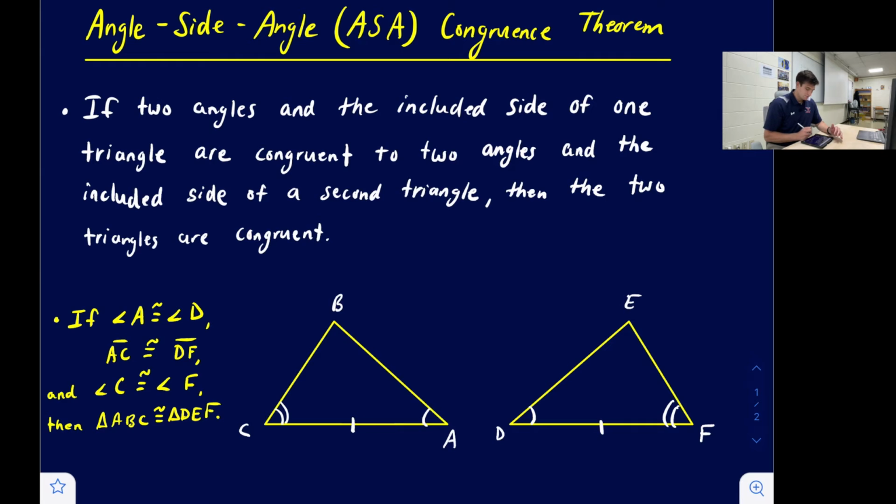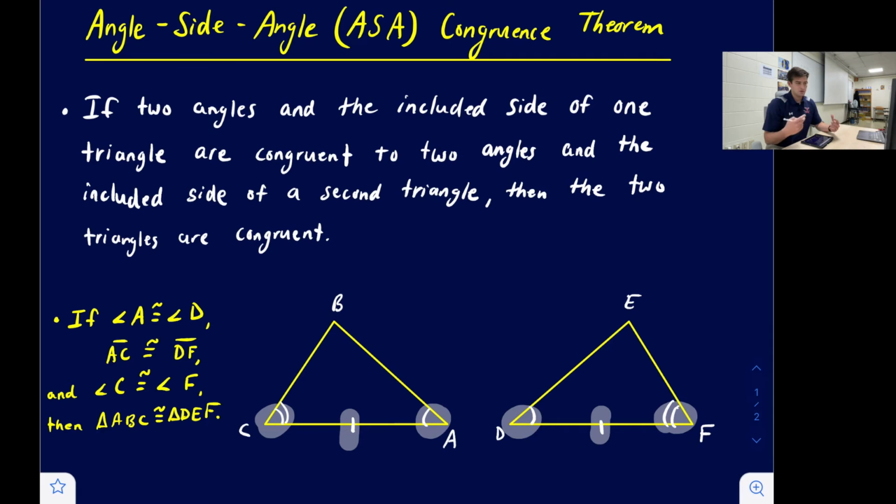So here we can see we have angle A is congruent to angle D. We have angle C is congruent to angle F. So we want this included side to also be congruent. If that's the case, then we can say that these 2 triangles themselves are congruent, and that's what we see in this diagram right here.